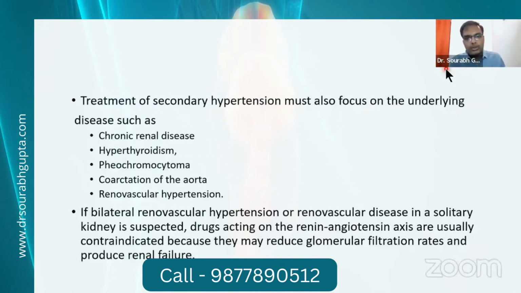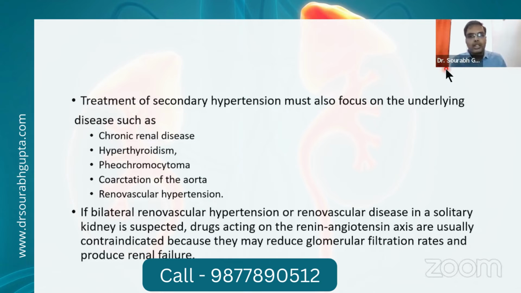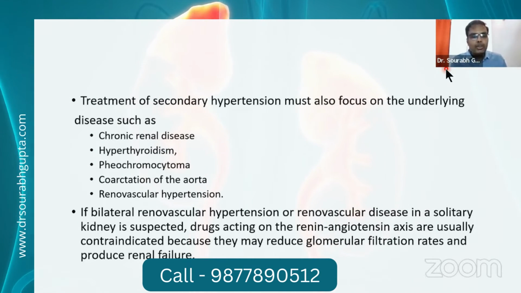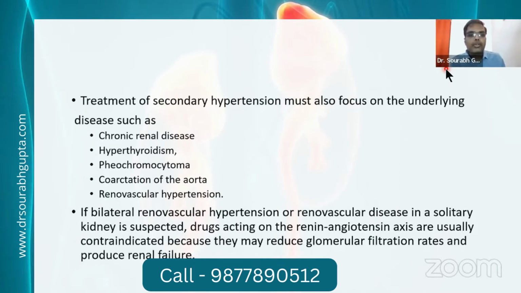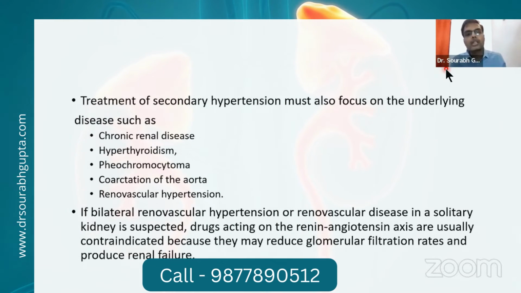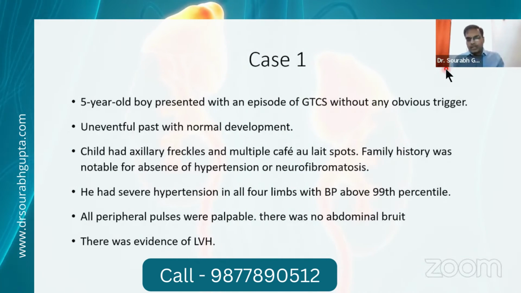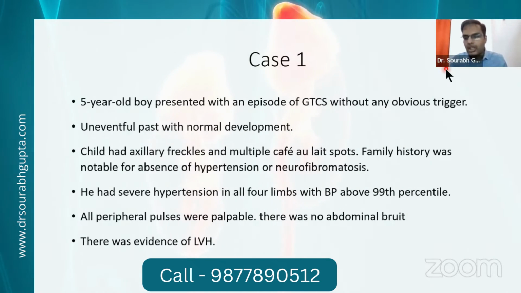So now we come to the management and treatment of secondary hypertension. It must focus on the underlying disease. So if somebody is having chronic kidney disease, hyperthyroidism, pheochromocytoma, coarctation of aorta, or renovascular hypertension, one should look for and treat the cause along with treatment of hypertension to get the hypertension controlled. We have already discussed bilateral renovascular disease, and one should avoid ARBs before ruling it out.